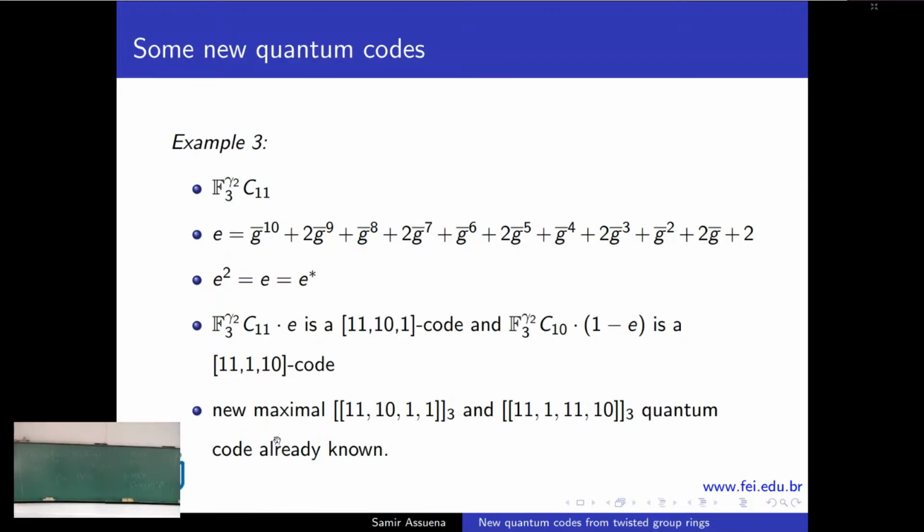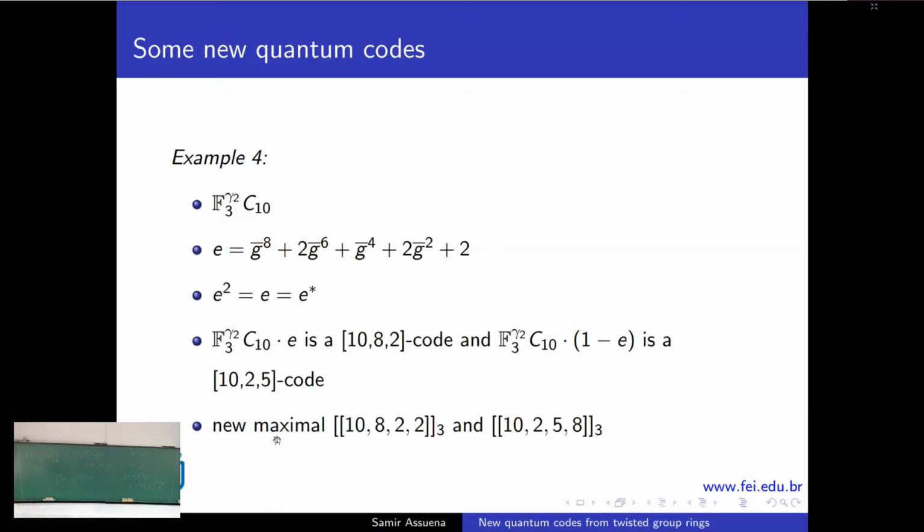The code generated by this element is a new maximal one, but the code generated by the dual code is not a new one, it's already known. And here you have another example in the twisted group algebra over F3, a cyclic group of 10 elements. Again, we can construct new maximal codes over F3.